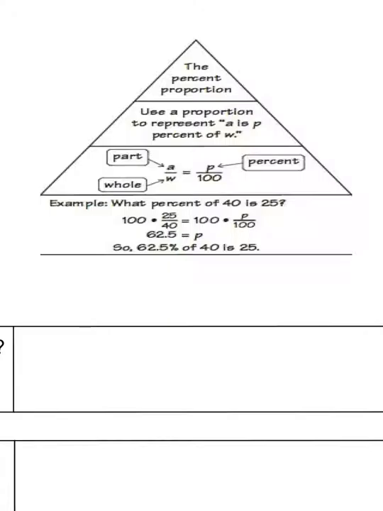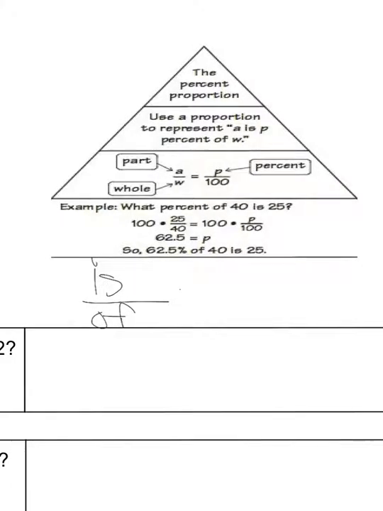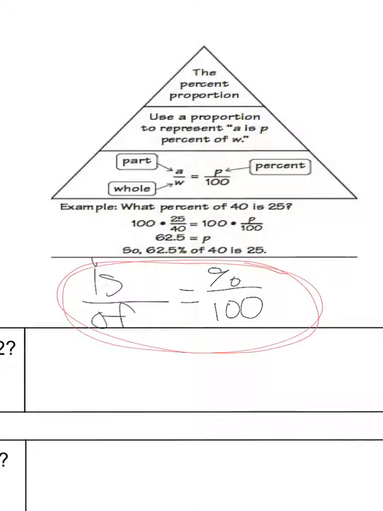A really important thing to remember is when you hear the word is, that is on top of the word of. And is over of equals percent over 100. If you can remember to use this, this will be easy for you. Okay, so really think to yourself, is over of equals percent over 100. And is represents our part, and of represents our whole.